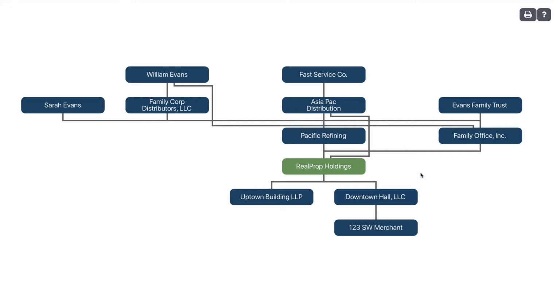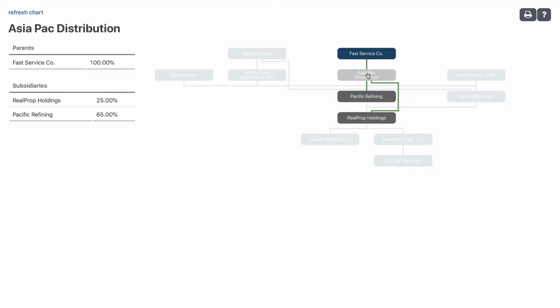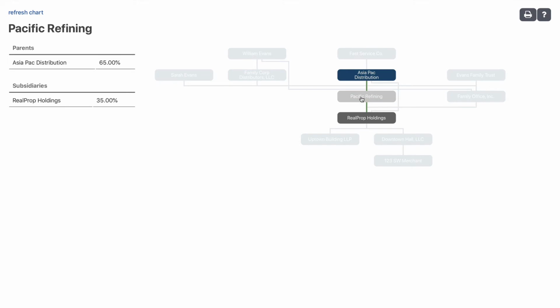Now, I said there were 3 owners and 2 subsidiaries, but you'll notice that there are many more entities in here, and we can explore why that is. If I click on our subject property, Real Property Holdings, you'll see that it has the family office as an owner here. It has Asia Pacific Distribution up here. Now, why aren't all 3 of these entities on the same level? Well, the reason for that is that Asia Pac Distribution is a direct owner of Pacific Refining, which is also a direct owner of Real Property Holdings.